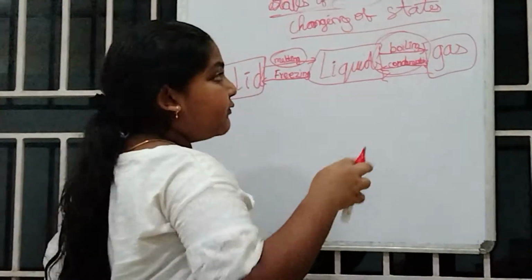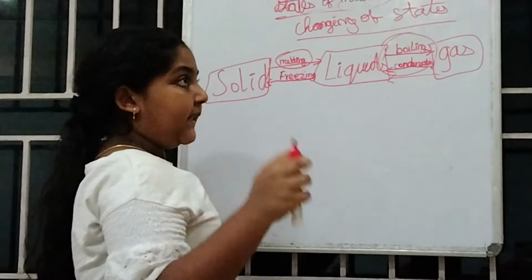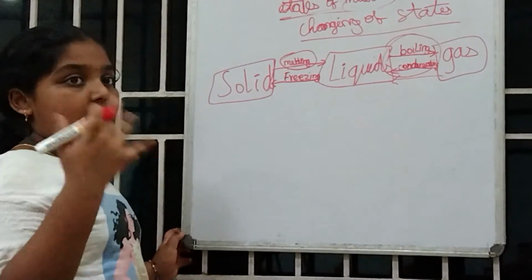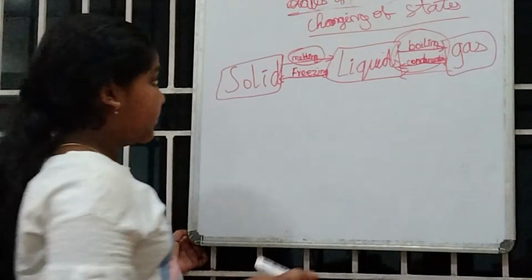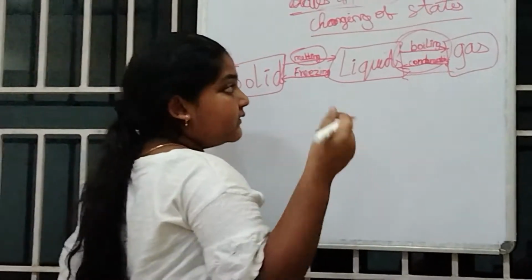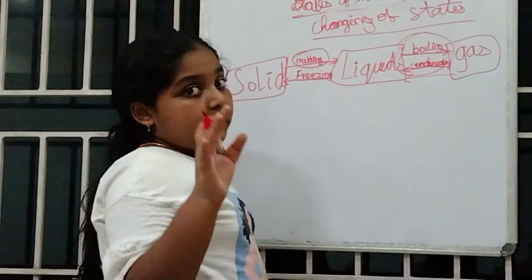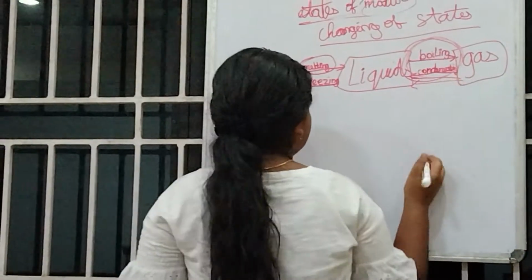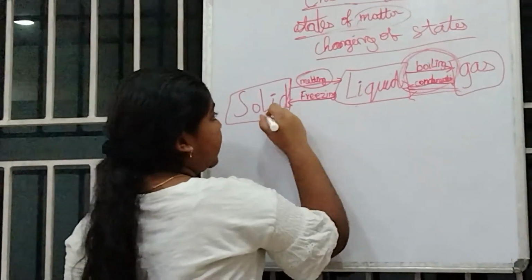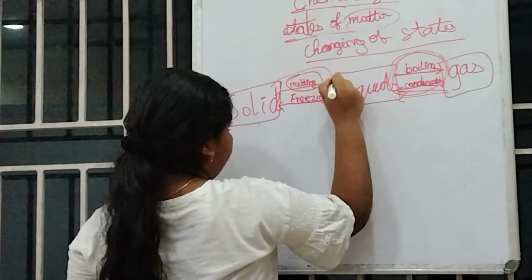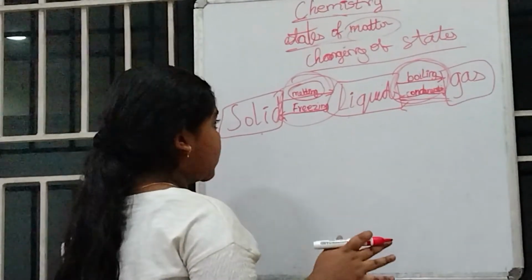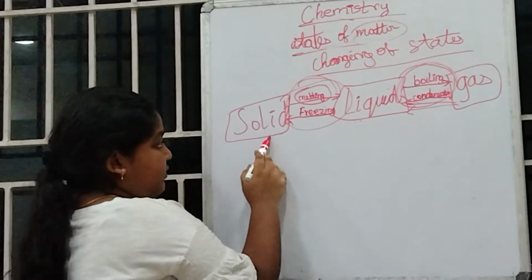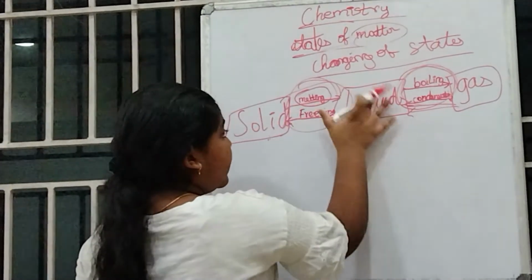You may have seen that if we suddenly take off those plates, much of the gas will spread out. Then you can observe that on the plate there will be much liquid. That is called boiling and condensation. Next, liquid to solid is the opposite. Solid to liquid and liquid to gas. If you are melting, then freezing.